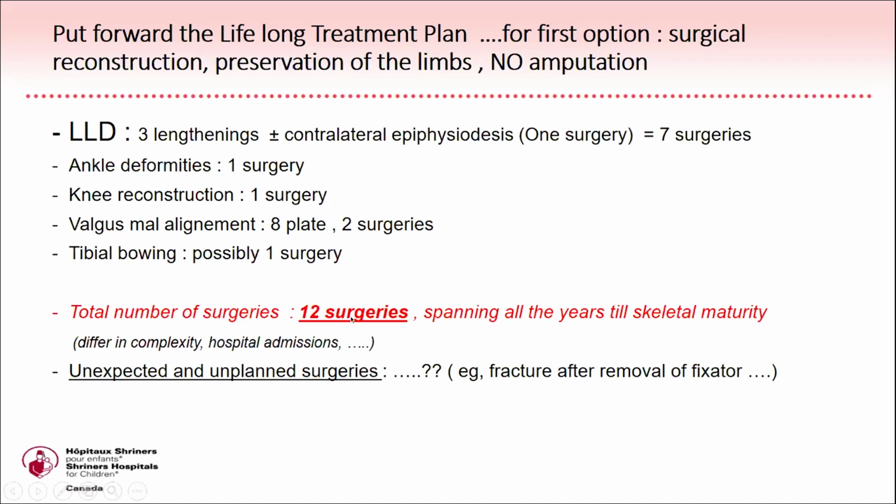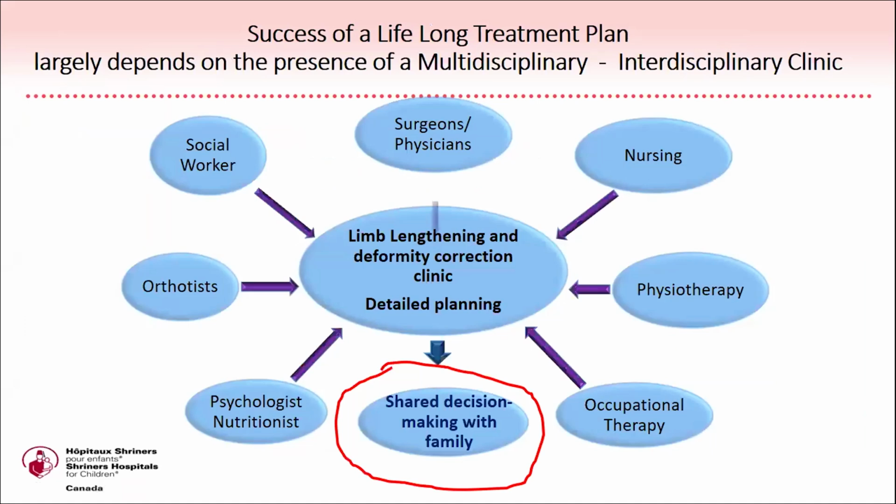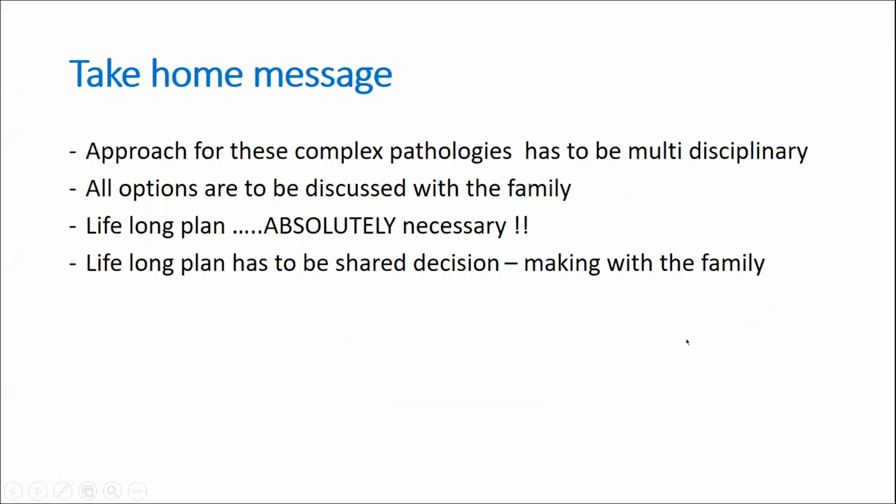So on the average, a severe fibular hemimelia where we preserve the foot and ankle, we need 12 surgeries spanning all the years to skeletal maturity. The same thing applies to PFFD or fibular hemimelia, and it is very, very important to give them this picture. If we go for an amputation, then it will be mostly 1 or 2 surgeries. Again, the success of this planned treatment depends on this multidisciplinary clinic, the teamwork, and the shared decision.